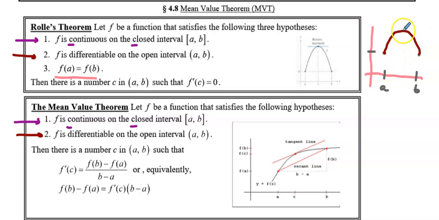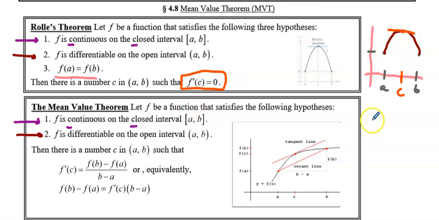If I look at this example right here, what Rolle's theorem is saying to me is this. There has to be some value c on the interval from a to b such that the derivative at that value of c is equal to 0. And that's exactly what you see here.